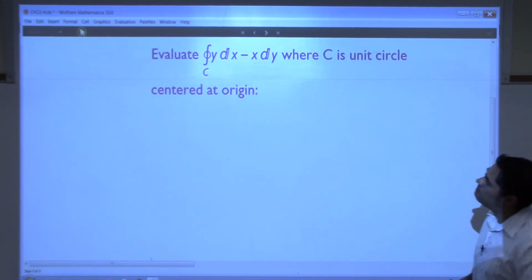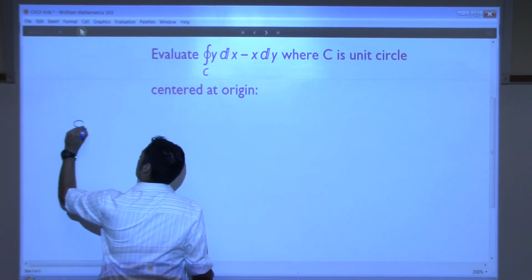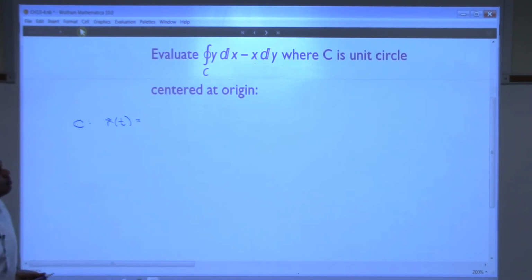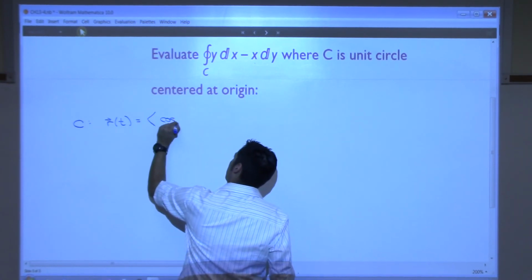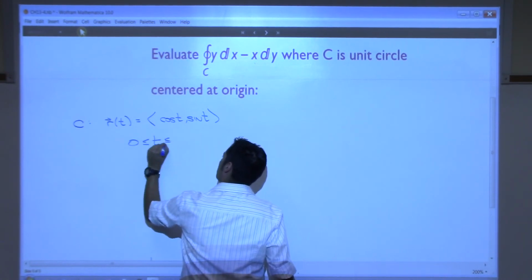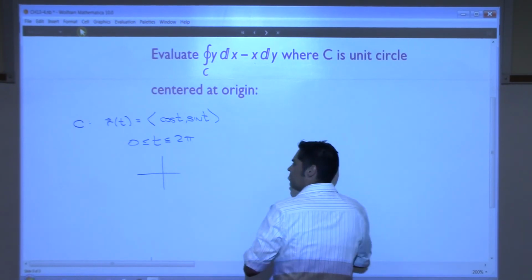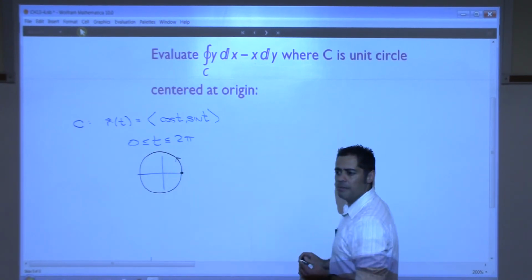I have a line integral. I need to come up with the parametric representation of C. Right? So what is the parametric representation of C? It's the unit circle centered at the origin. Cosine t, sine t. T is going to vary between 0 and 2 pi, right? That's going to draw me the unit circle centered at the origin with positive orientation, right?